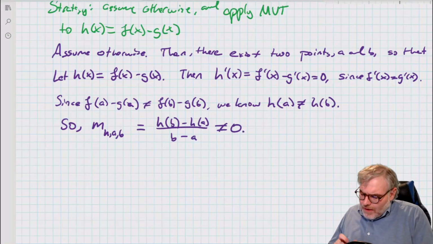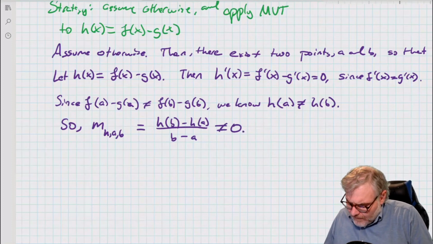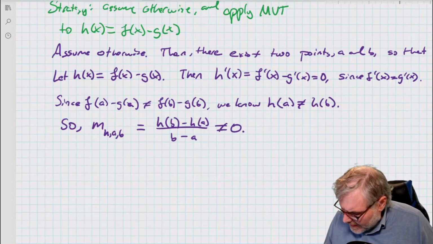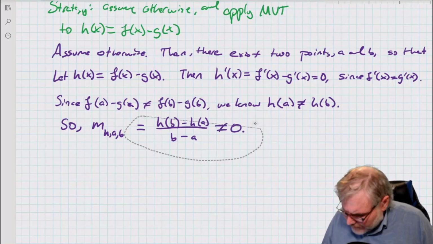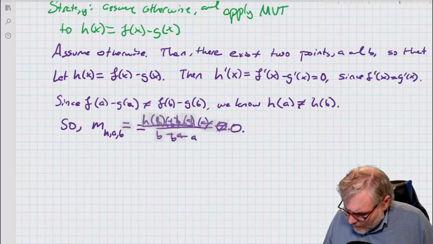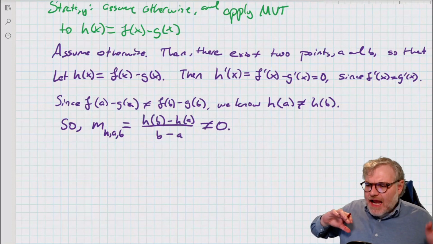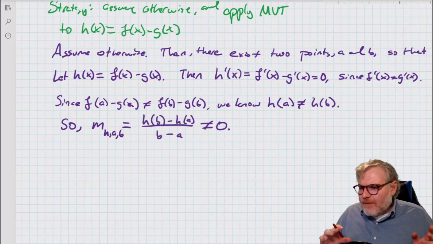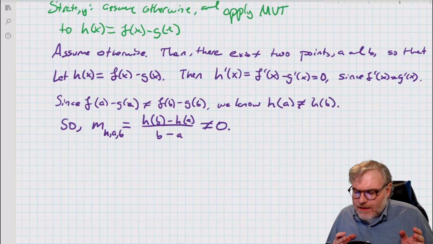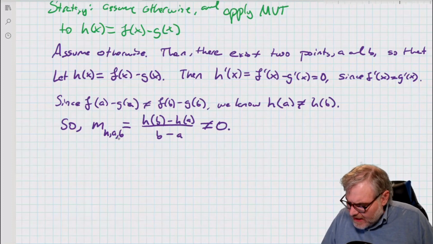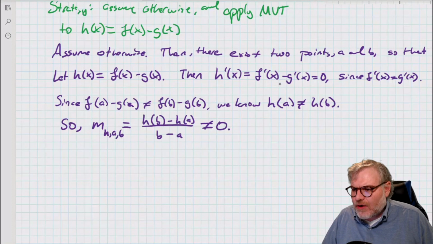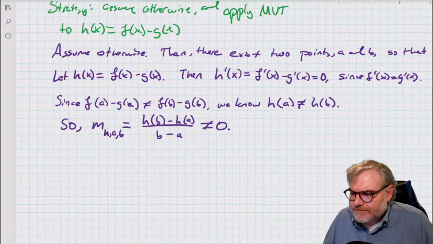Right? So I know that this slope, M_H,AB, the slope of the secant line, does not equal 0 because h of b and h of a are not equal to each other. Okay? So I know that that doesn't equal 0. So those are the parts, right? Somewhere in the middle, I'm going to wind up with a place where this has to equal 0, but it can't.